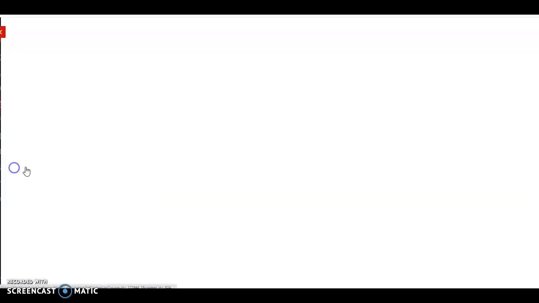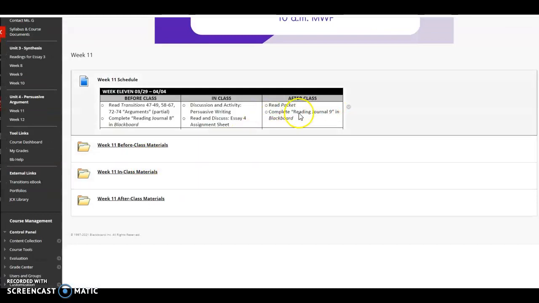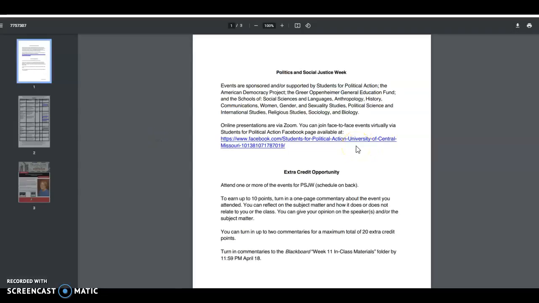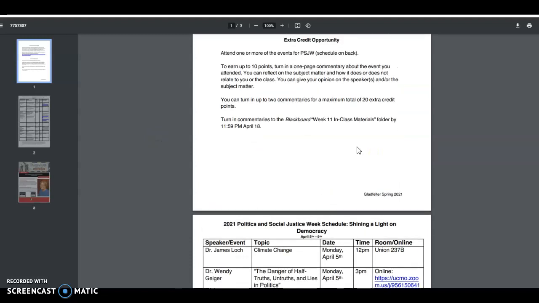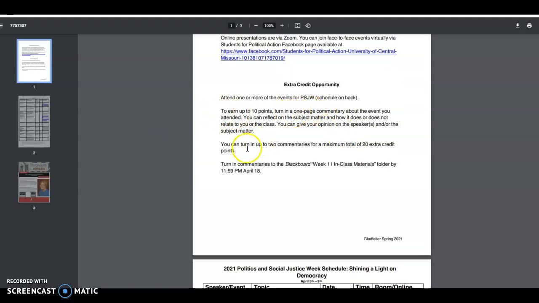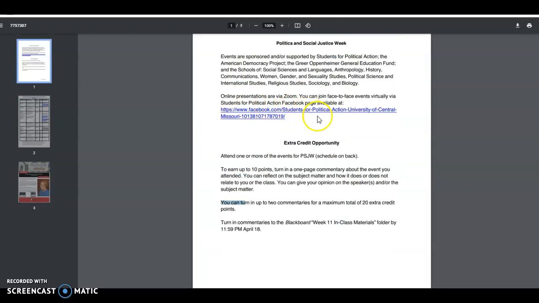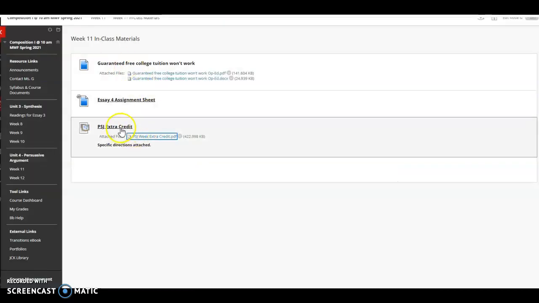One more thing that we talked about today is there's an extra credit opportunity in this folder: attend a Politics and Social Justice Week event and do a 1-page write-up for 10 points of extra credit, and you can do 2 of these to earn up to 20 points of extra credit. There's a schedule attached. Everything is either via Zoom or in person, and even the in-person ones are being broadcast. So if you don't feel comfortable going in person, you can watch the broadcast. Do a 1-page write-up, and you'll turn those in right here in the in-class materials folder.